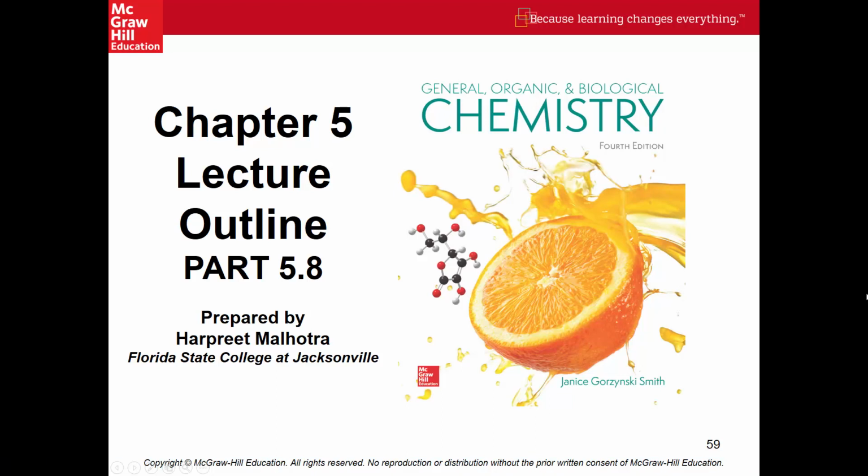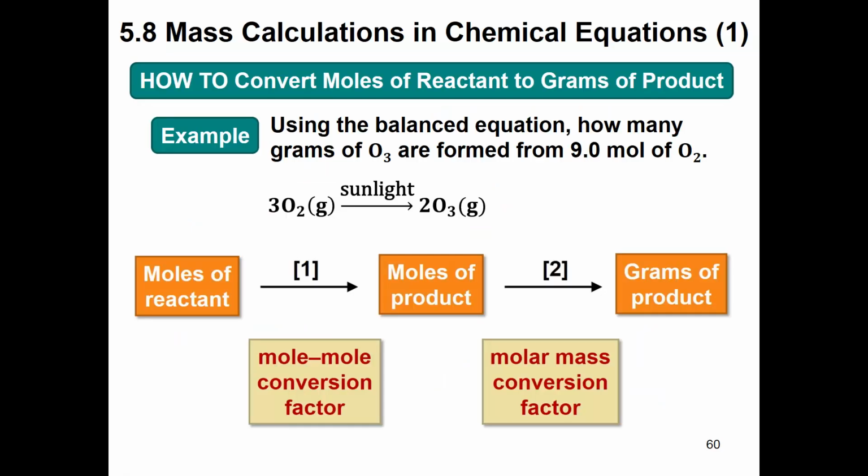Now that we can do mole calculations in chemical equations, now we can look at mass and how that's affected. So we first are going to look at how we convert moles of reactant to grams of product. So basically what we're going to do is take moles of reactant and convert that to moles of product using the molar ratio, the mole-to-mole conversion factor.